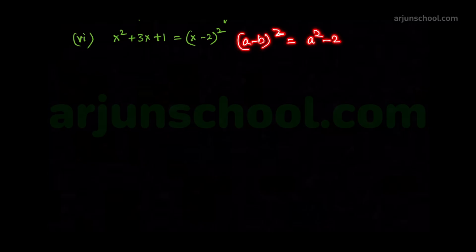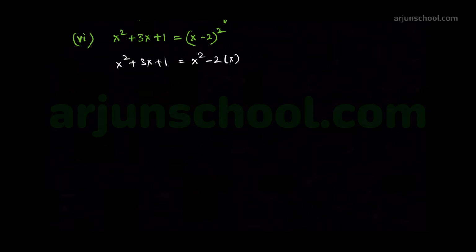Problem 6. X square plus 3x plus 1 is equal to (x minus 2) whole square. Now simplify the RHS side, which is in the form (a minus b) whole square. (A minus b) whole square is equal to a square minus 2ab plus b square. X square plus 3x plus 1 is equal to x square minus 2 into x into 2 plus 2 square, which becomes RHS becomes x square minus 4x plus 4.